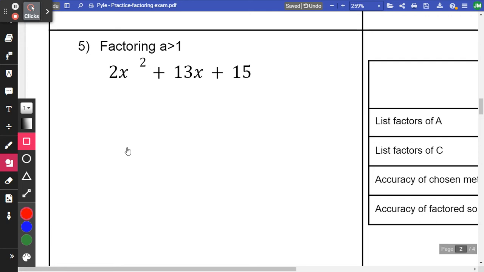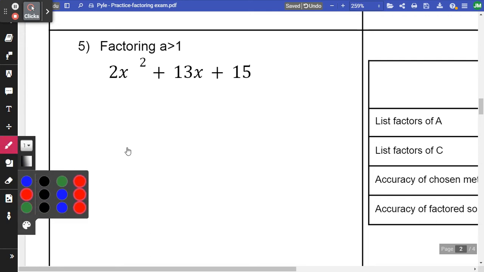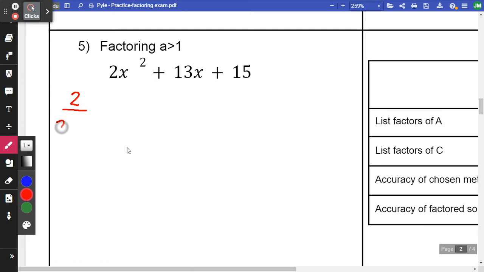All right, number 5. First, check if there is a greatest common factor between all these. In this case, there is no greatest common factor. So I need to list out all the factors of a first. We have 2 times 1, and that's the only possibility. And then list out all the factors of c. We have 15 times 1 and 3 times 5. And because we can reverse the order too, we can also potentially have 1 times 15 or 5 times 3.